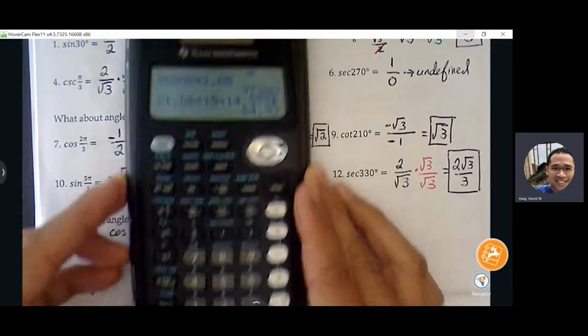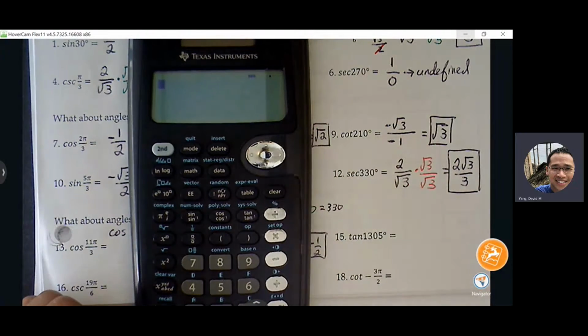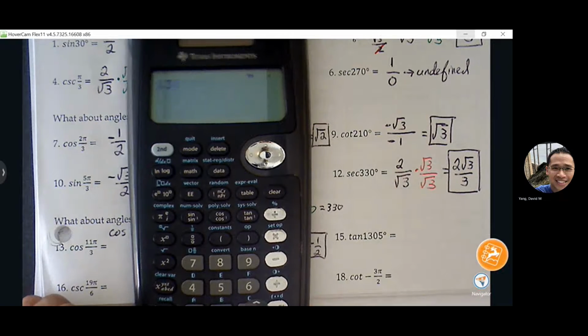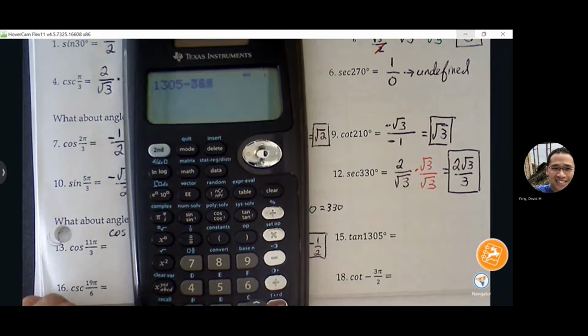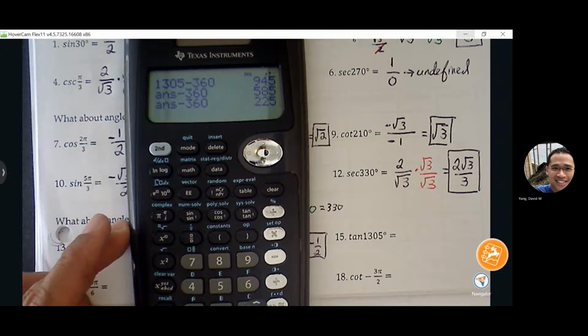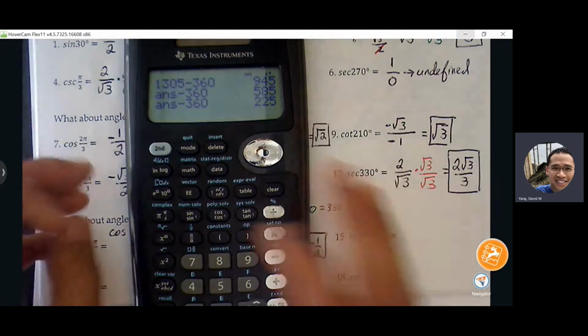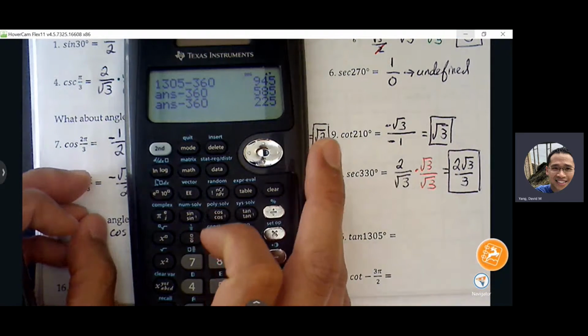That's a pretty large number. I'm just going to use my calculator and keep subtracting 360. I did that a couple of times and I see 225, and I recognize 225 as an angle that's clearly between 0 and 360.